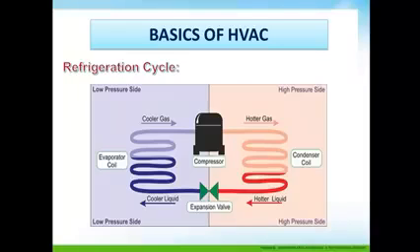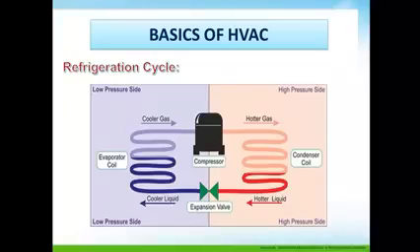Refrigeration cycle. The basic refrigeration cycle consists of four major components: compressor, condenser coil, expansion valve, and evaporator coil. The right hand side is the high pressure side of the refrigeration cycle, and the left hand side is the low pressure side.